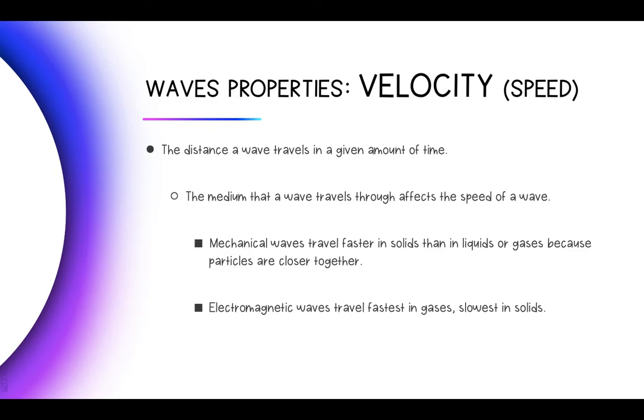Electromagnetic waves. So electromagnetic waves are light waves. What do you think they do? Do they travel faster in air, or do they travel faster in water? They travel faster in air than they do in water. So just think about when you stick a pencil in water, it looks kind of distorted. It kind of looks like it's almost broken. And that's because the light waves reflecting off the pencil are traveling faster in air than they are underwater.